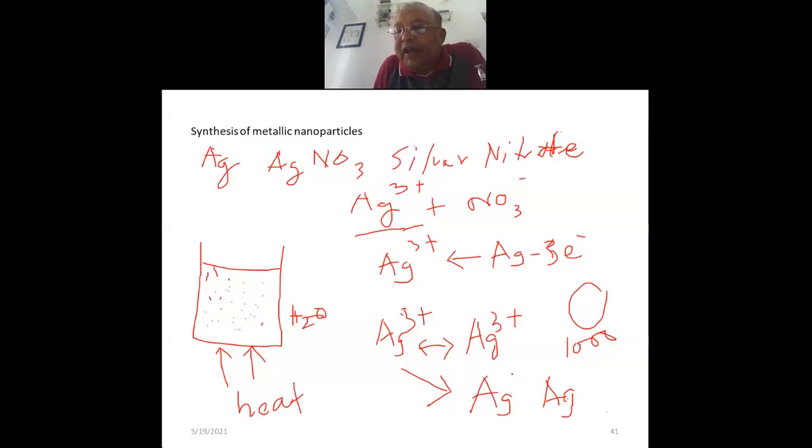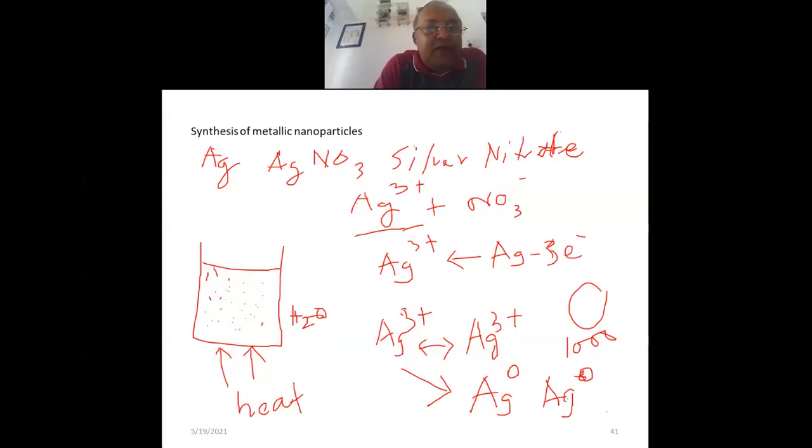All right, so our first challenge now in the formation of the nuclei for the nanoparticles is that we have to convert these positively charged atoms into neutral atoms. Okay, the charge is 0. So we want to convert Ag3+ to Ag0.